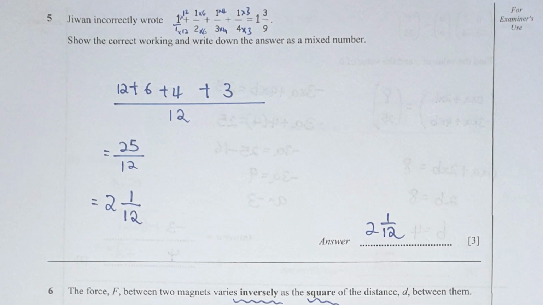For question 5, okay, so show the correct workings and write it down as a mixed number. So I changed their denominators into the same, which is 12. The respective numerators were multiplied by the changes required. So you will get 12 plus 6 plus 4 plus 3. So the final result for the numerator will actually be 25. So I rearrange it, then you will get 2 1 over 12 as the final result.